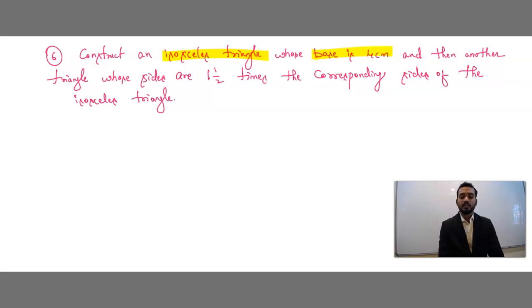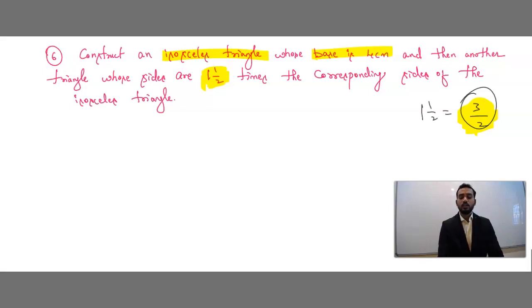And he has given the scale factor 1 by 2 times. 1 by 2, if you convert this, 2 ones are 2, 2 plus 1, 3 by 2. So the scale factor is 3 by 2. Use the scale factor 3 by 2 and draw one more triangle. Simple. I hope you can do this construction.